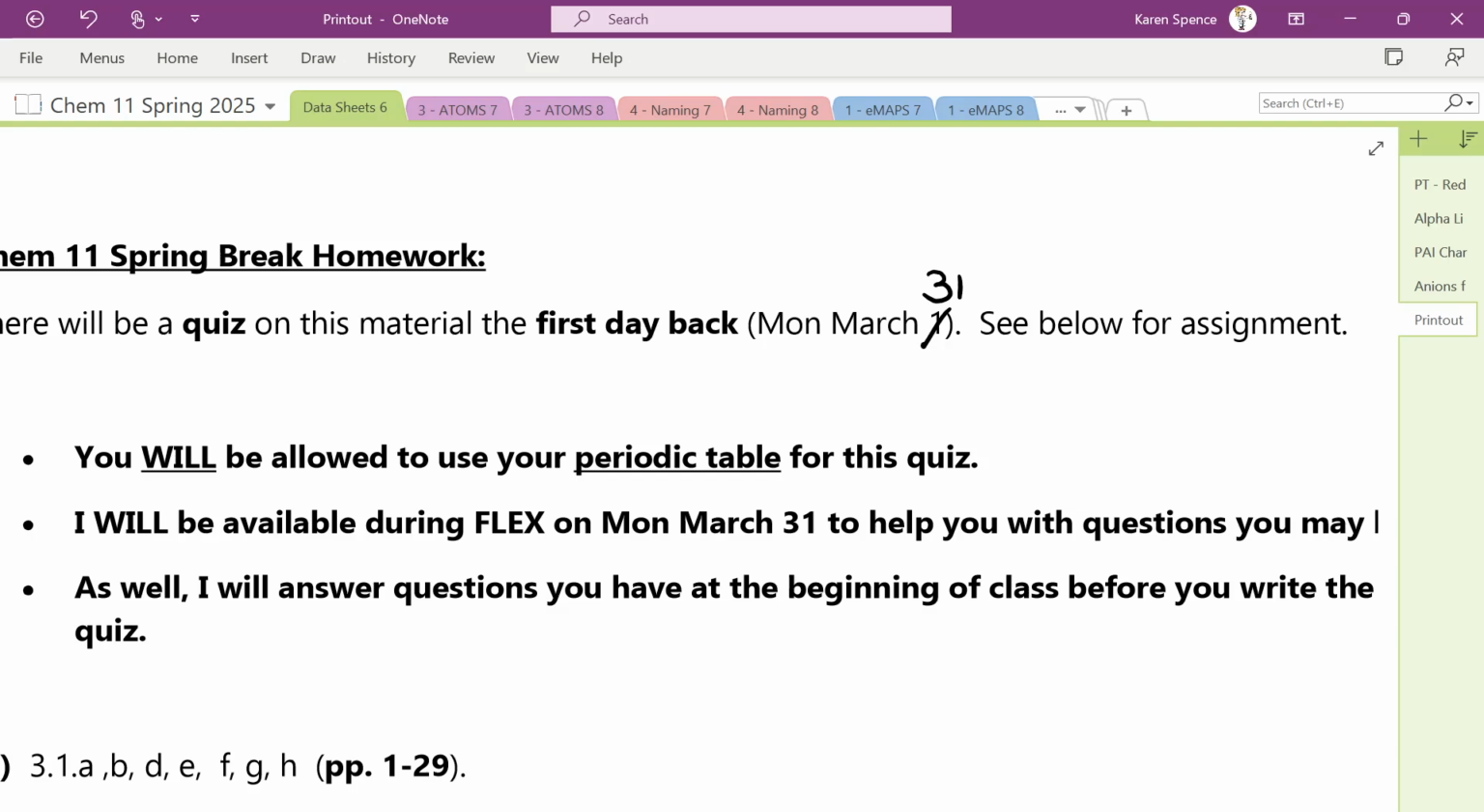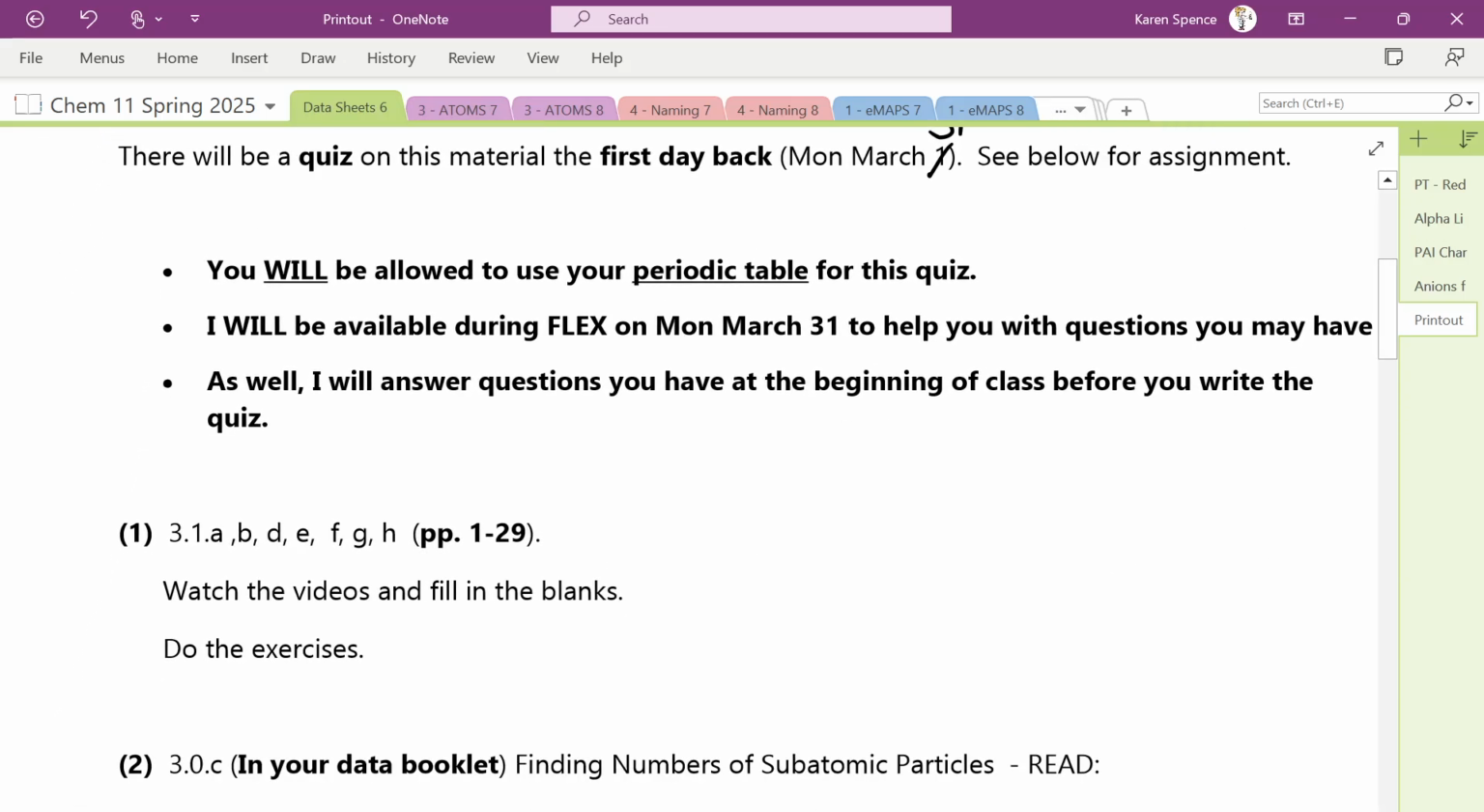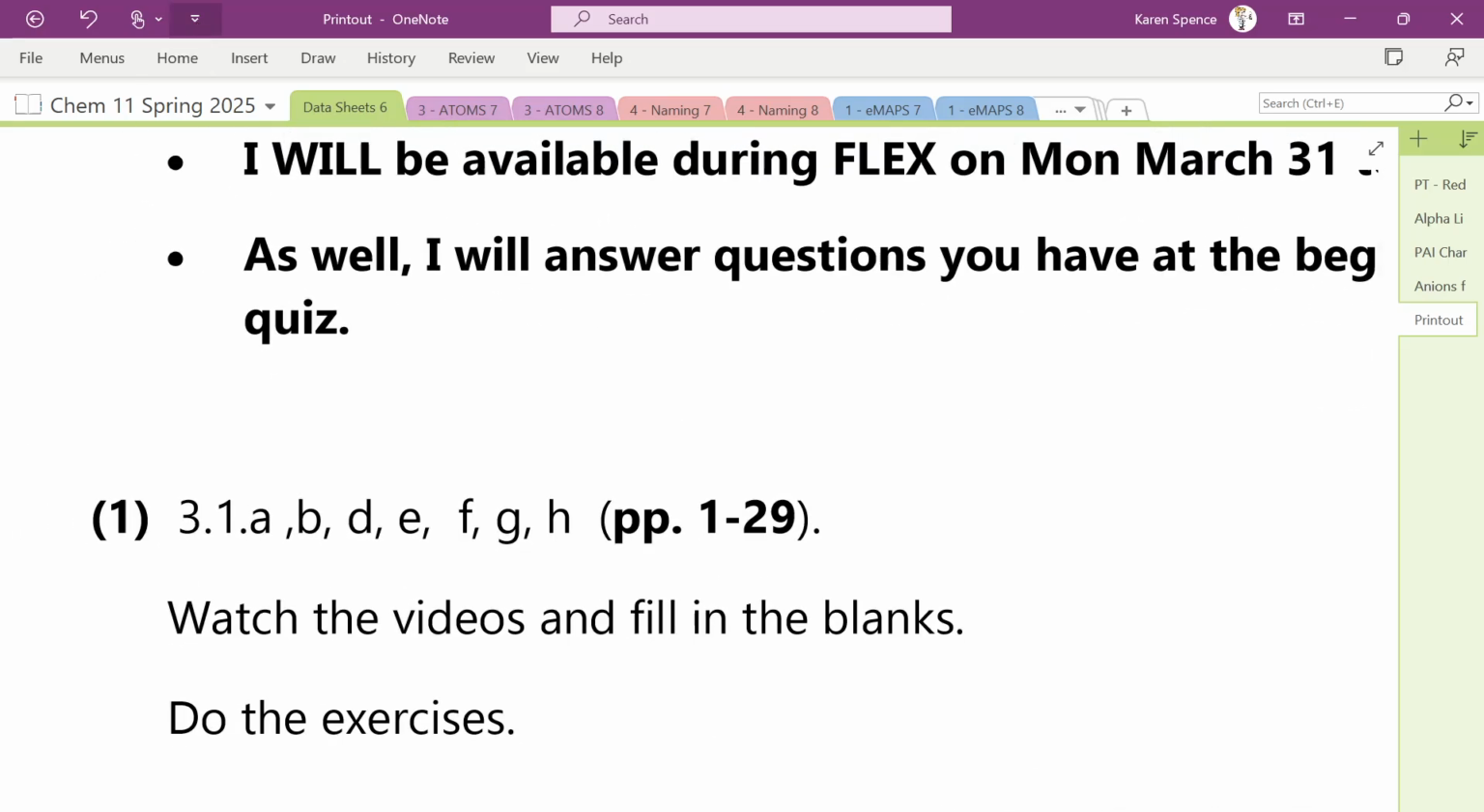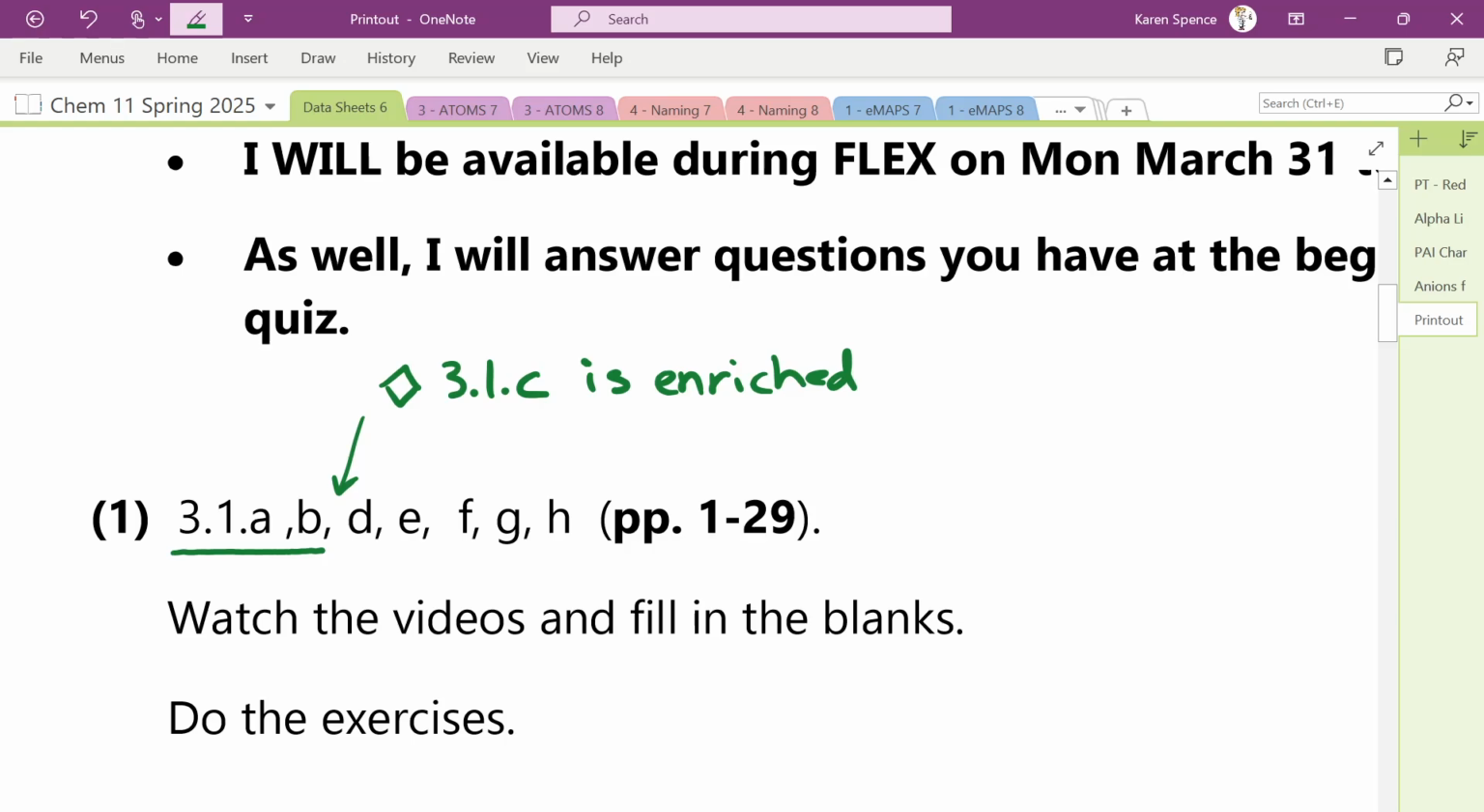Also, I will be available at lunchtime to answer any questions. And if you have questions at the beginning of class, I'll be happy to go over anything at the beginning of class as well. Okay, so you can see that we have, oh, and I did want to point this out to you. There is one section, you'll notice it goes 3.1a, B. 3.1c is enriched. And we will watch it when we get back, so don't do it.